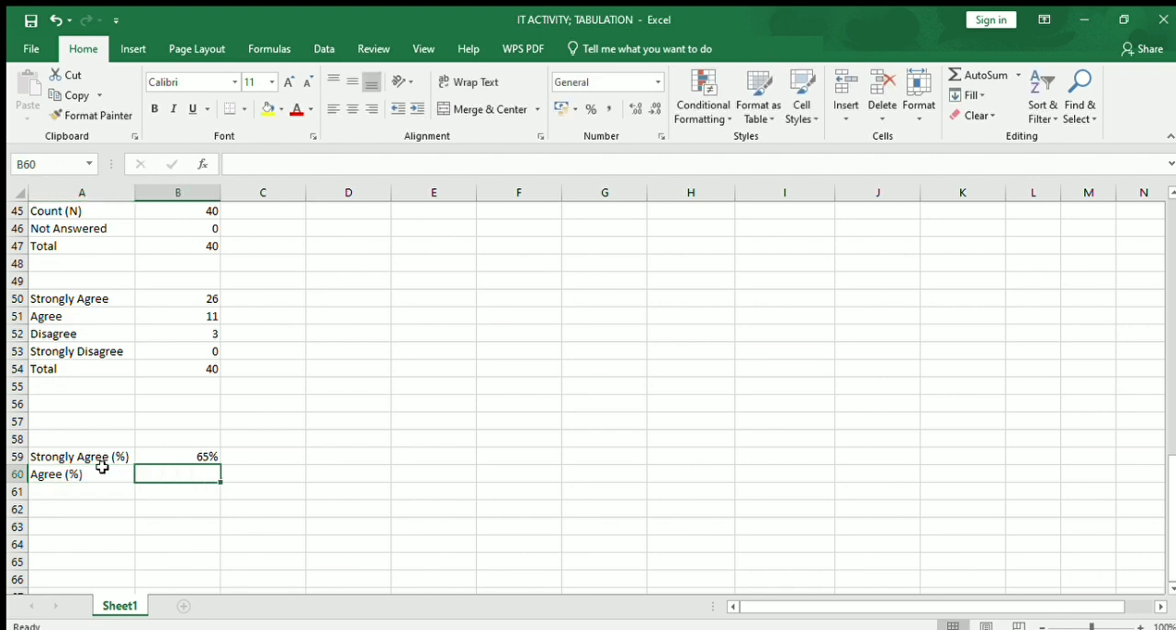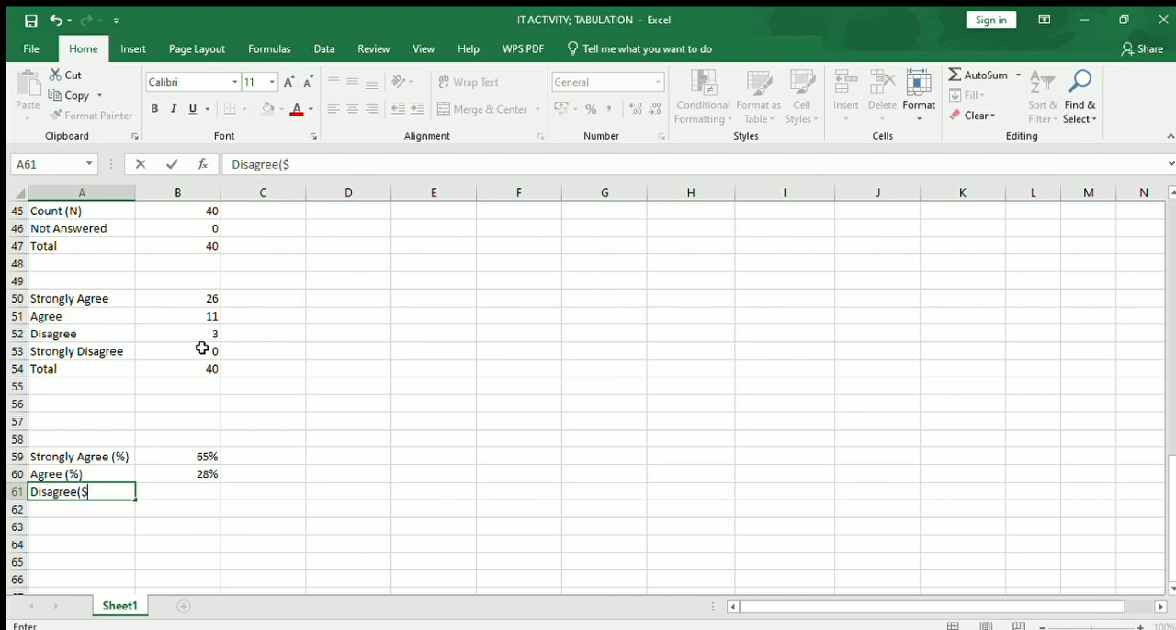The formula on how to get the percentage of the respondents who answer agree is the equal sign, highlight agree, the total respondents who answer agree, and then divide into the total amount of the persons who answered. Then enter, and then you get the amount or the percentage of the respondents who answered agree.